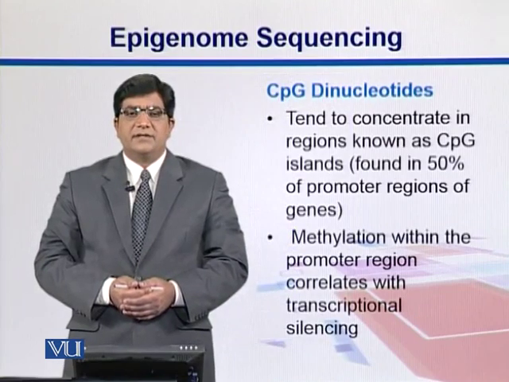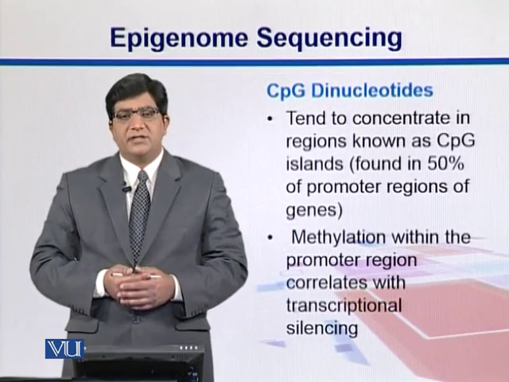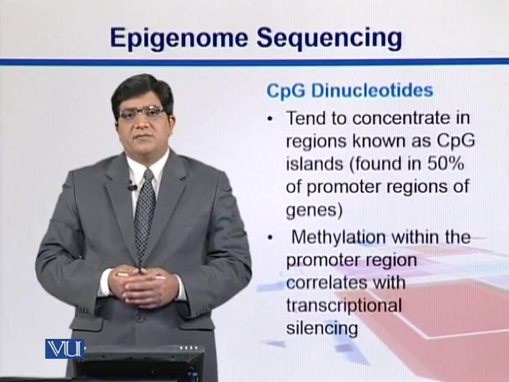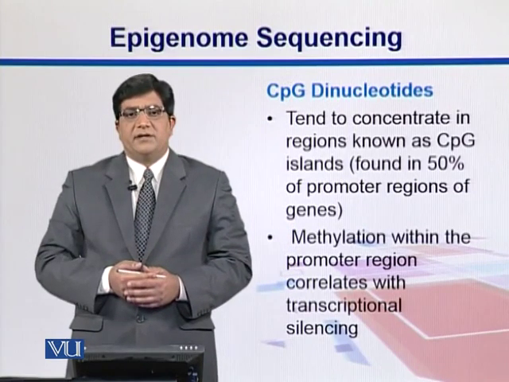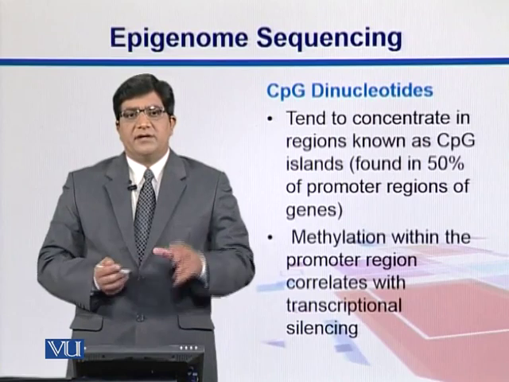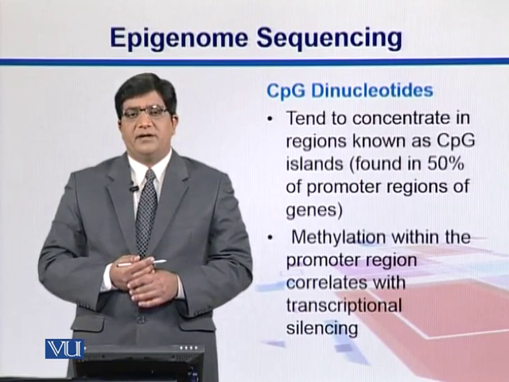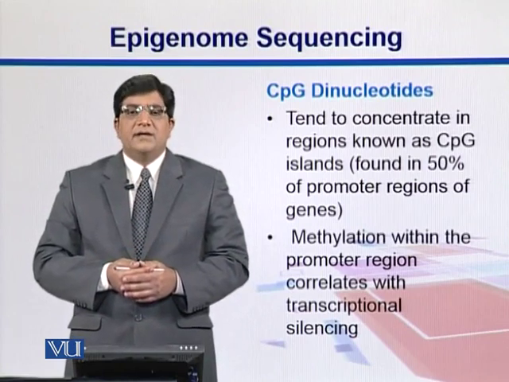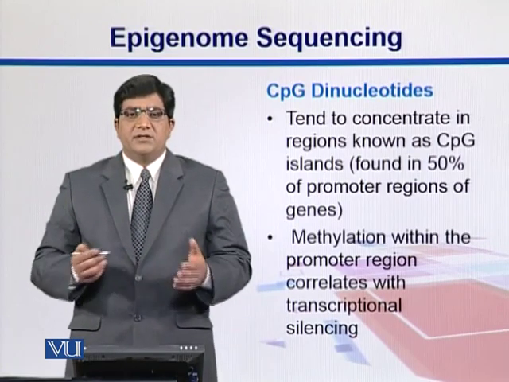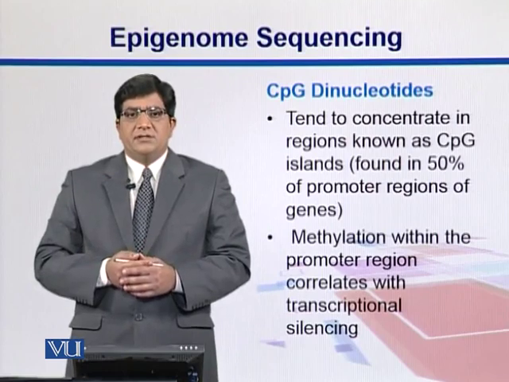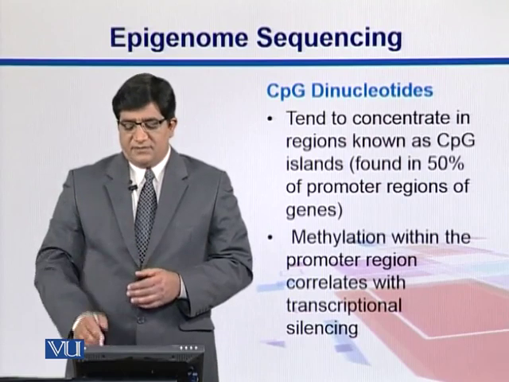CpG islands concentrate more in the promoter regions, and in this way, with the help of them, we can identify the promoters, and we can also identify the presence of genes by identifying these CpG islands. And methylation in the promoter regions actually brings about the silencing of these regions.